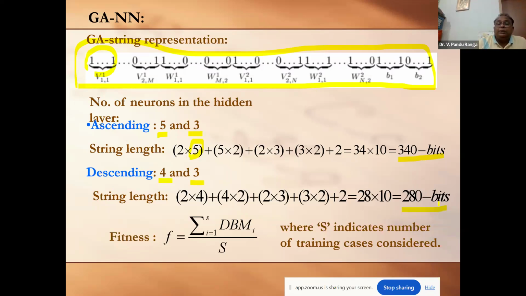So this is how the fitness of one GA string is calculated. As I said, once we have the GA string, its fitness is calculated by substituting the values in the function, and we will get the fitness values. Here the string means it is a neural network. So this is how we are going to calculate the fitness of each string.